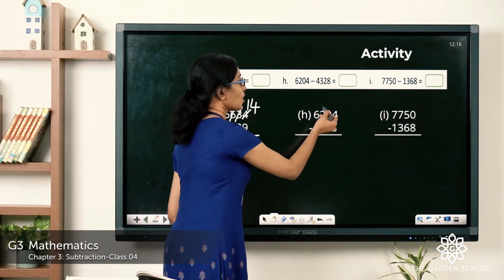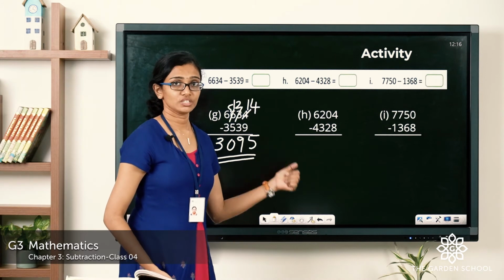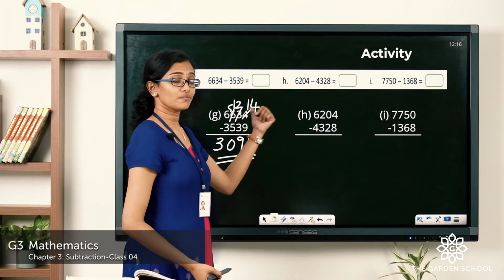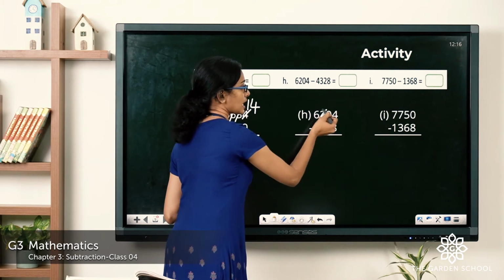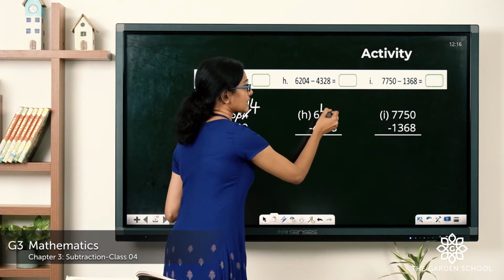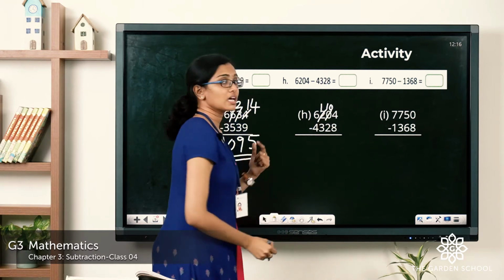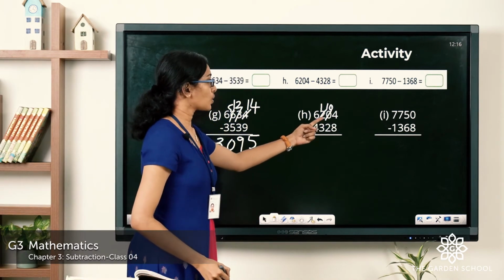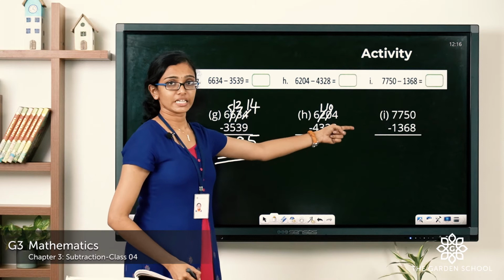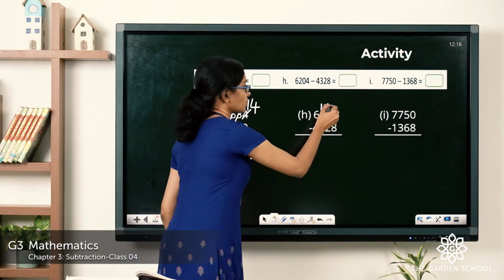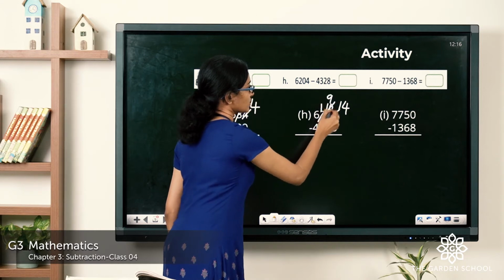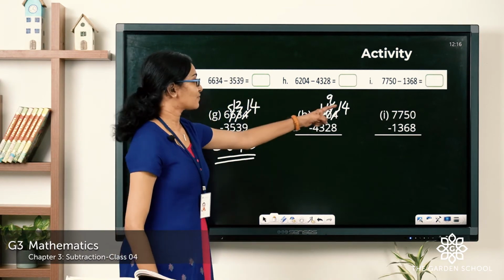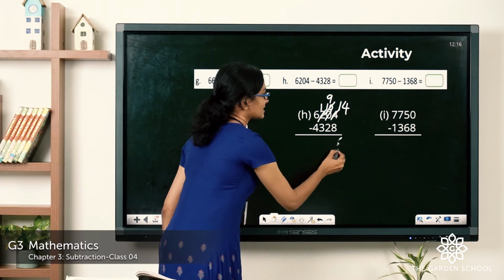So we borrow, but in the tens place you have 0. So we borrow from the next higher place. We move to the hundreds place. So we borrow 100 from here. We bring it here and this 0 tens becomes 10 tens. Now we can borrow from this 10 tens and give to the ones place. So that will make this one 14 and this 10 tens is reduced to 9 tens. Now 14 minus 8, it is 6.